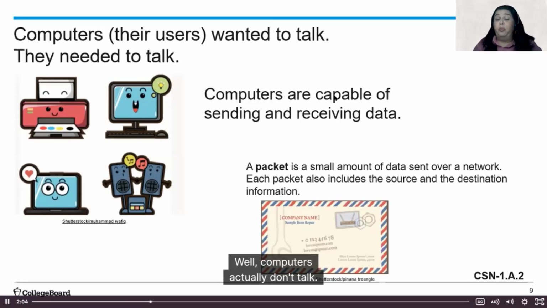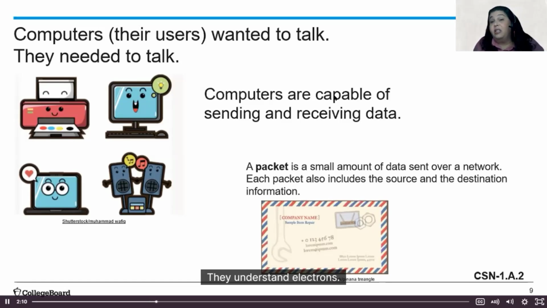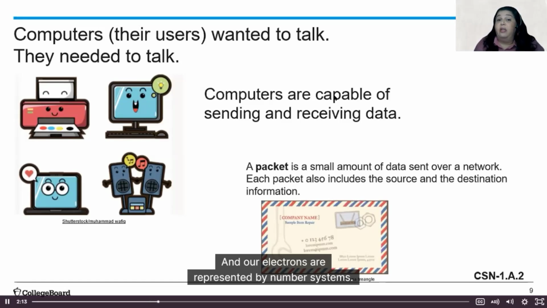Well, computers actually don't talk. So let's work through that. Computers understand electricity, they understand electrons. And our electrons are represented by number systems. So if you want to say computers talk numbers, to say they talk, that's fine. That's what they understand. So we have to take all this information that we want to send and chop it down to these lovely little ones and zeros.